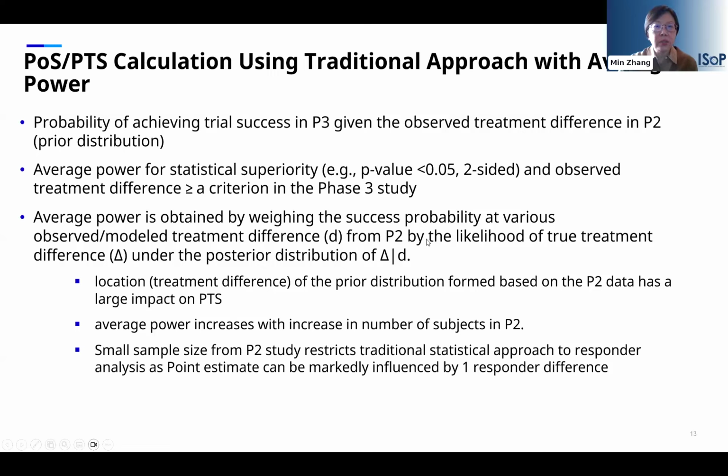So in the next portion of the presentation, Zhang will share utilizing exposure response modeling and clinical trial simulation for evaluating probability of success. Thank you, Min.